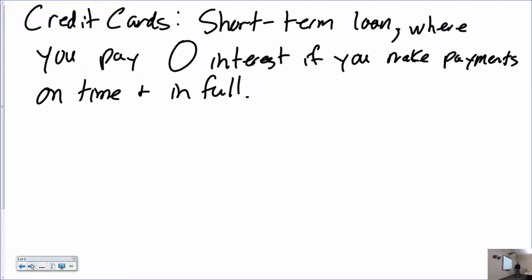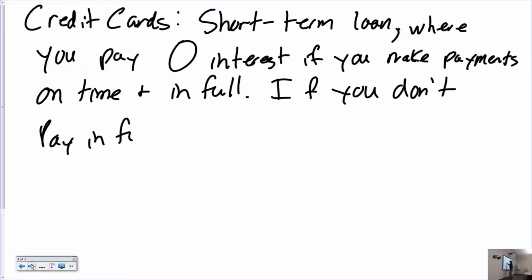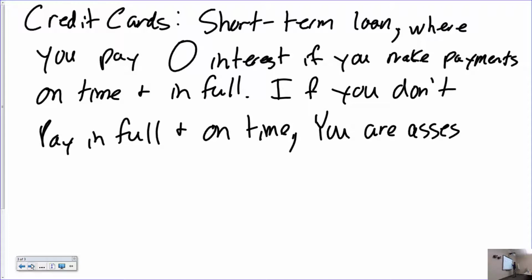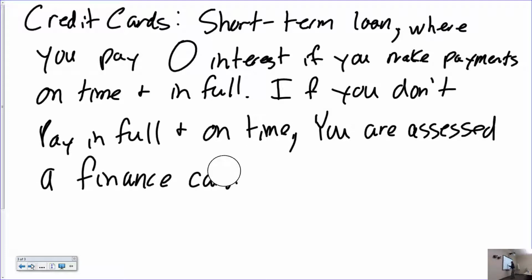So, there. Now, the question is, how do we calculate interest? If you don't pay in full, and on time, you are assessed interest, and credit cards are just the same as banks, folks. They don't call it interest, they call it a finance charge. But it really is just interest.